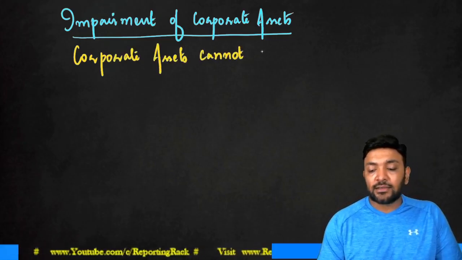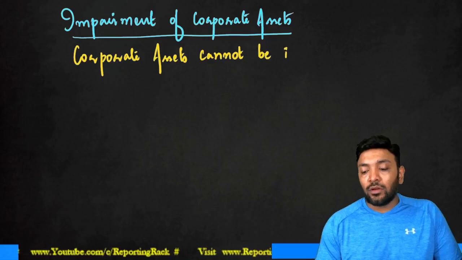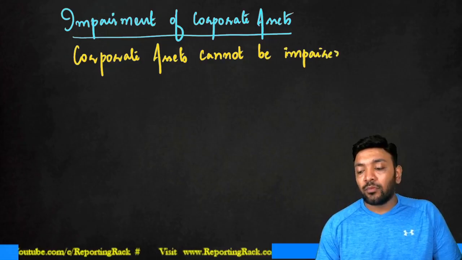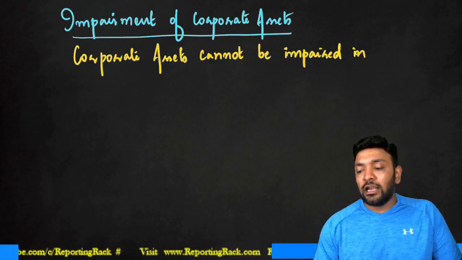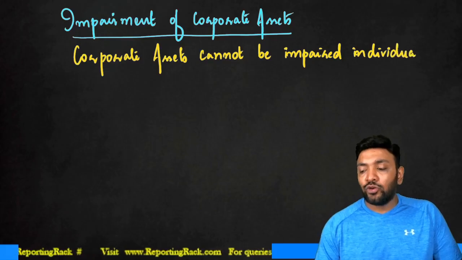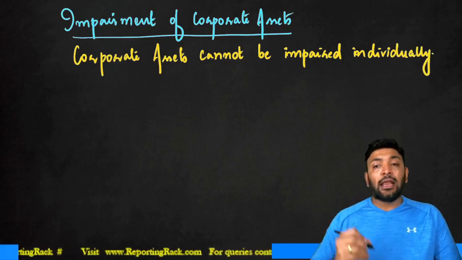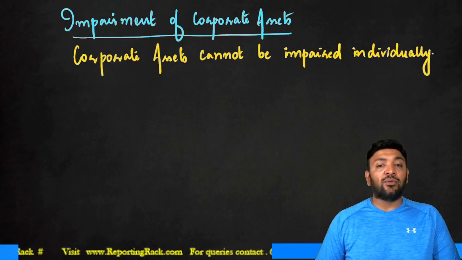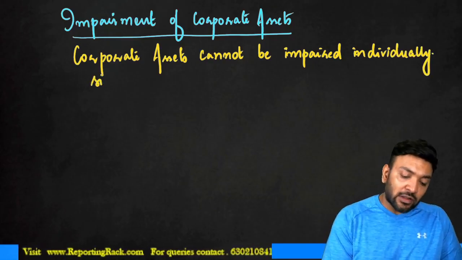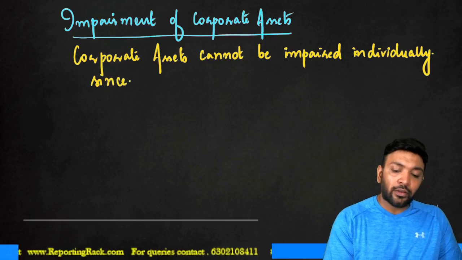Corporate assets cannot be impaired individually or tested for impairment individually. Use whatever language you want. It cannot be tested for impairment individually, or they cannot be impaired individually. Since, give me your conditions.